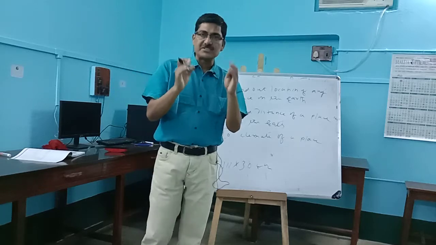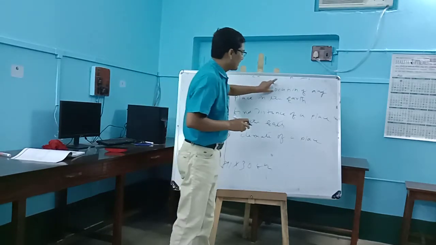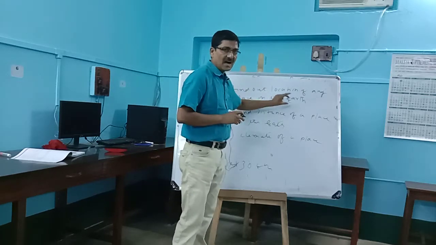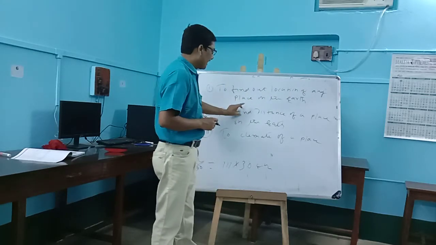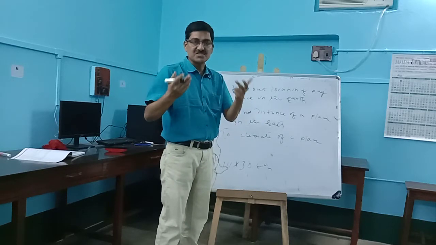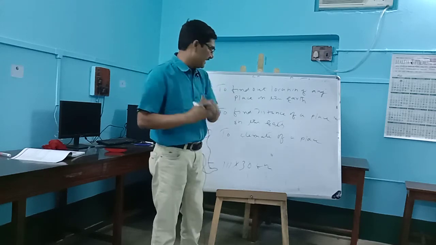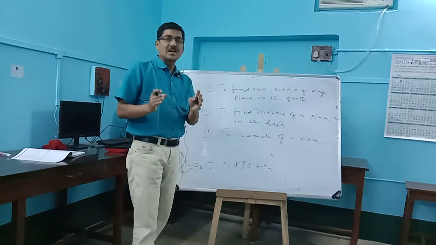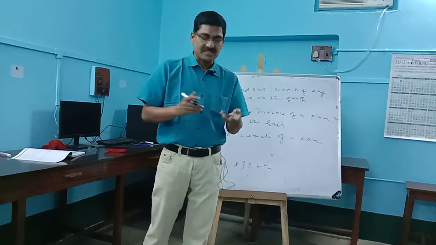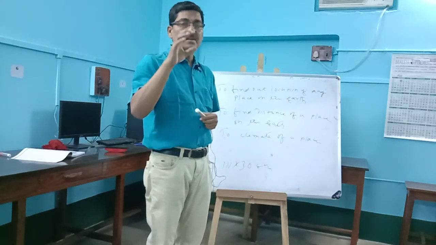The lines of latitude help us to know, number 1, the location of any place on the earth. Second, to find out the distance of a place; just now I told you how to calculate the distance. Third, to know the climate of a place. So these are the 3 important uses of the lines of latitude.